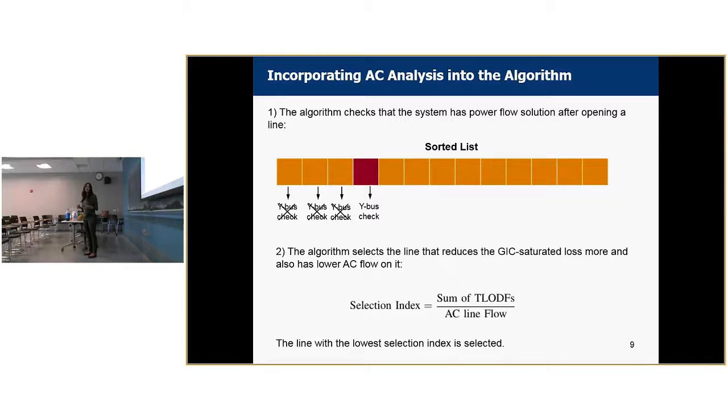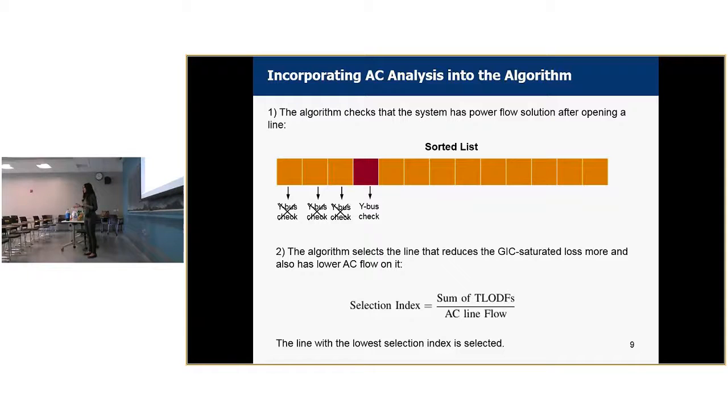To capture that, we came up with some very basic heuristics for incorporating the AC security measures. So one is that we want to select a line that will give us an AC solution. For that, in the sorted list, before we would just select the first line, but now for each line that we have as candidate, first we check if the Y-bus is not ill-conditioned, and then we select it.